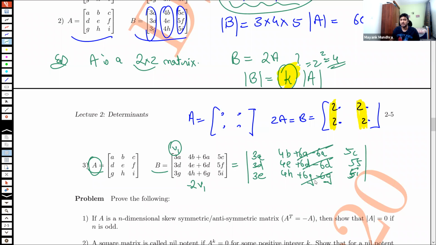So now these things cancel. What you're left with is 3 times vector 1, 4 times vector 2, and 5 times vector 3. That's essentially what's left in the determinant. Now what would be the answer?